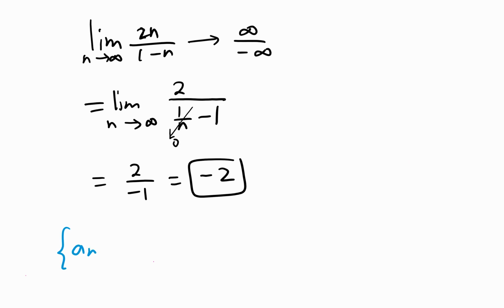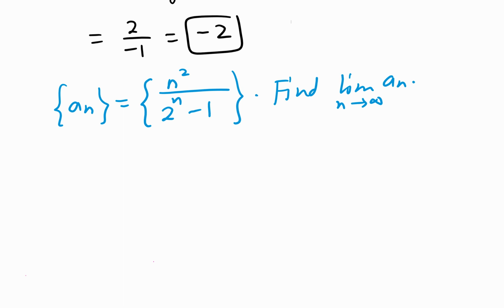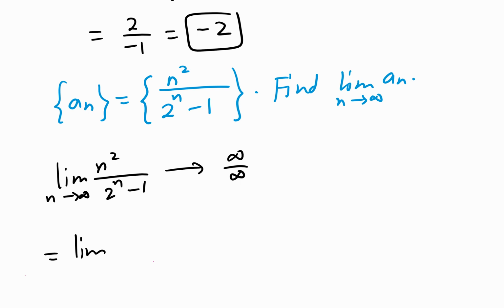Another example. Let's make it more challenging. Say a_n is n squared over 2 to the n minus 1. The question is to find the limit of a_n as n approaches infinity. So we find the limit of n squared over 2 to the n minus 1 as n goes to infinity. This would go to infinity over infinity, which is indeterminate. I think dividing top and bottom by n squared or n is not going to be easy. We can use L'Hopital's rule.